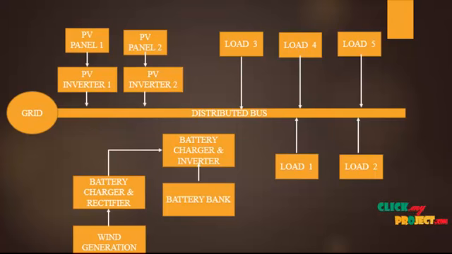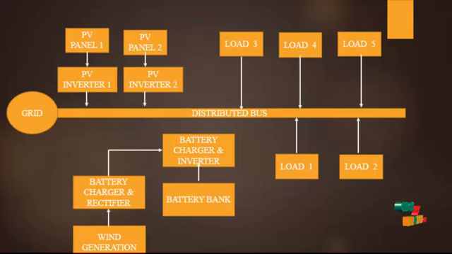Wind generation generates AC voltage, and that AC voltage is fed into the rectifier unit. In that rectifier unit, the voltage is rectified into DC, and that rectified DC voltage is stored in the battery charger, and the output is also fed into the battery charger and inverter unit. From the battery bank, the output DC voltage is also fed into the battery charger and inverter unit. In that unit, it is fed into the distributed bus, and finally it goes to the grid.